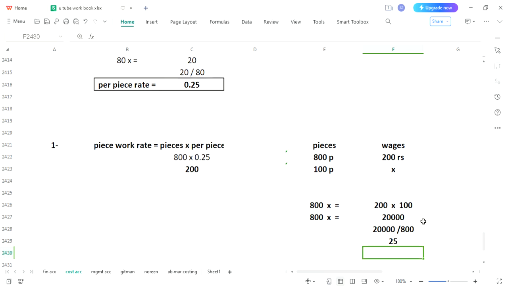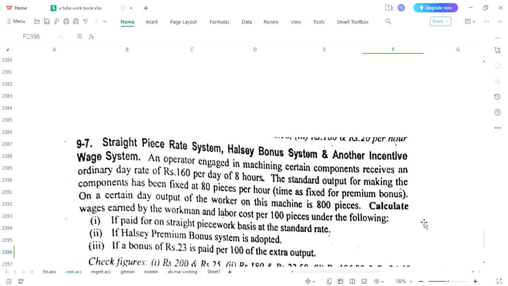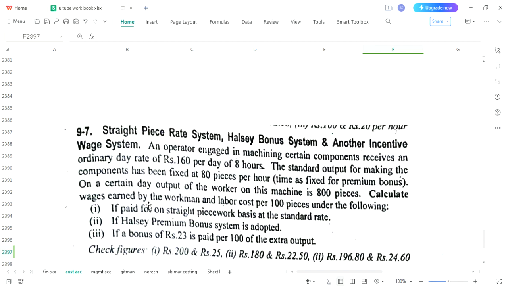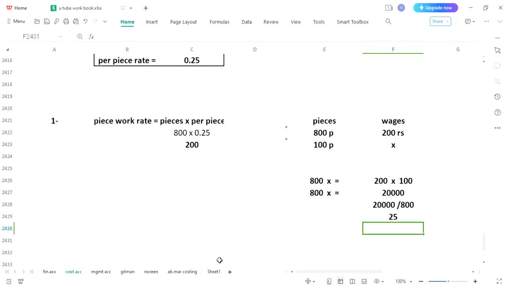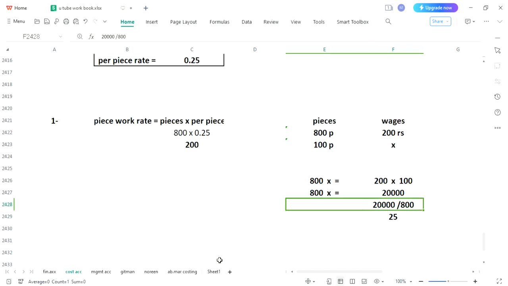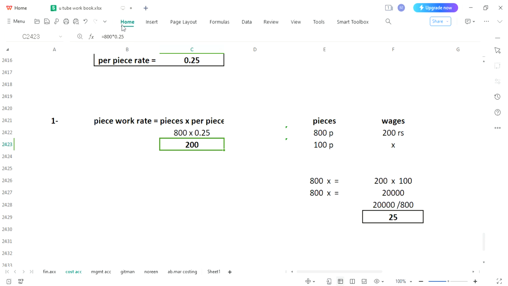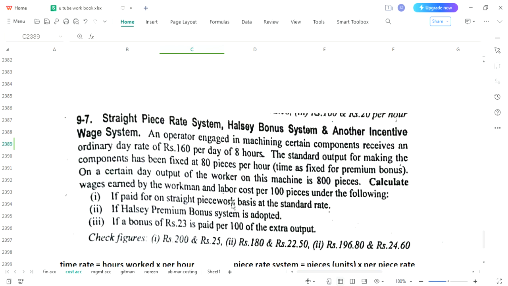So we have got our answer for 100. Look at here, wages earned by the labor for 100 pieces. So we have got our second answer, 25. So there were two answers calculated, 25 and 200. So we have highlighted this first answer for first requirement and second answer for first requirement, 200 and 25, and you can see 225.